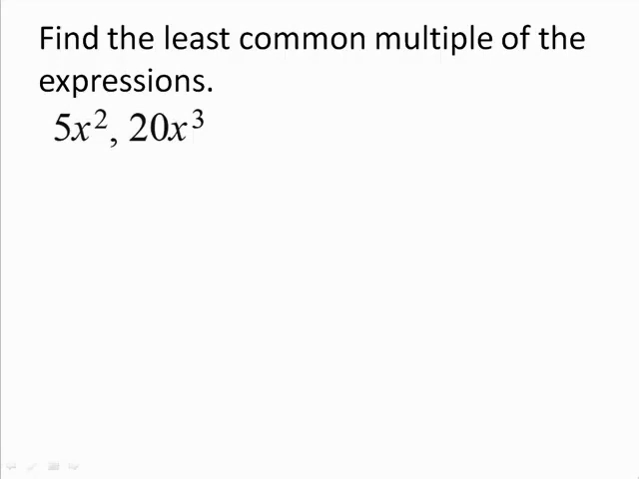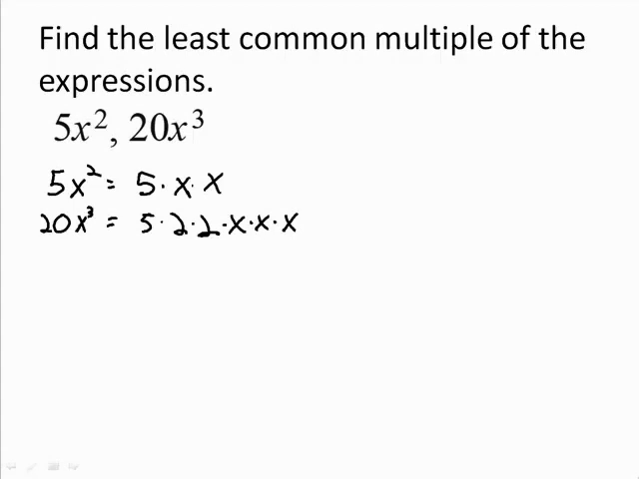Find the least common multiple of the expressions 5x squared and 20x cubed. Write each expression as its prime factors. 5x squared is 5 times x times x. 20x cubed is 5 times 2 times 2 times x times x times x. The least common multiple is an expression that will contain all of these factors. It has to include at least one 5, two 2's, and 3 x's. The least common multiple is 5 times 2 times 2 times x times x times x, which is 20x cubed.